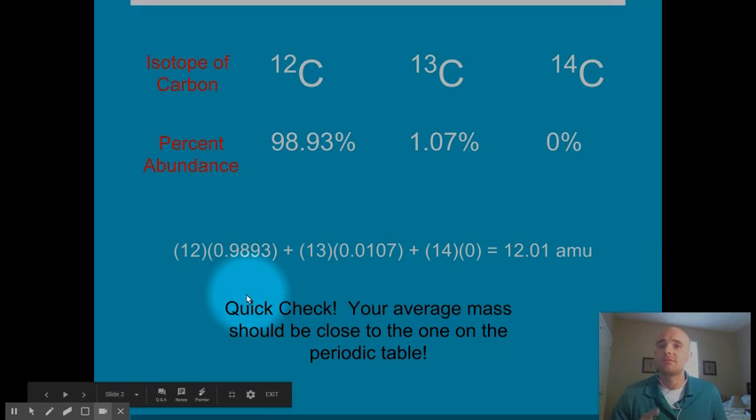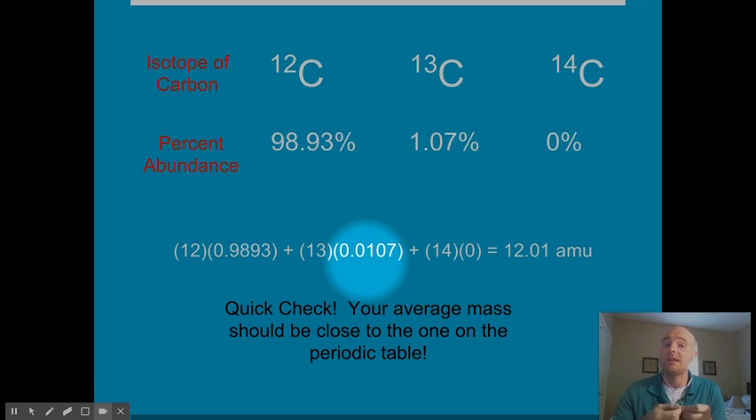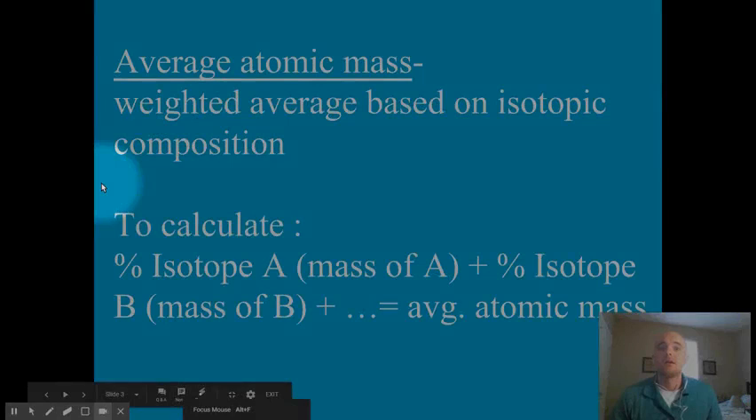A couple of things to watch out for. Make sure you change the percents to decimals, or else your math won't work out right. Also, make sure you don't round until the very end. If you do this calculation and round, and then do this calculation and round, and then add two rounded numbers together, you may get an incorrect answer.